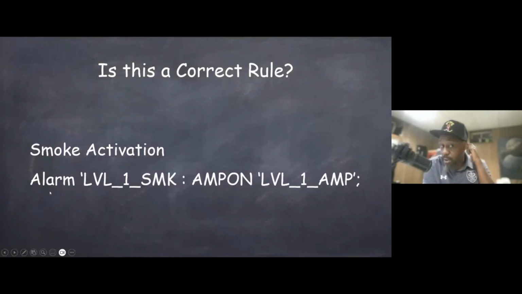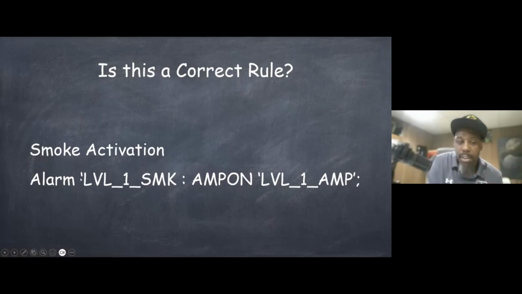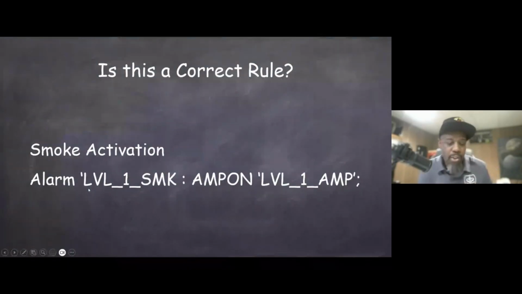But this rule right here is also incorrect, because we're not saying what type of device this is. We just have alarm, which is the qualifier, but we also need the device type. When we get into the rules, I'll actually show you that. So it should be alarm, smoke, and then your rule label, also with the colon, and then same problem over here. We turn on the amp for this particular level.